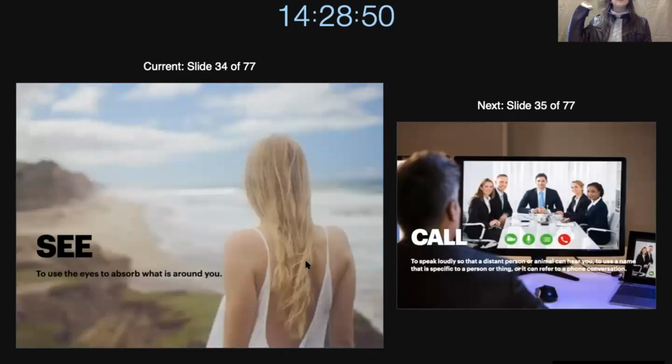See. Now, earlier in a previous section, we did see, like S-E-A, but this one is the see with your eyes. So to use your eyes to look at something. In this picture, I see a woman with long hair and a white shirt on.